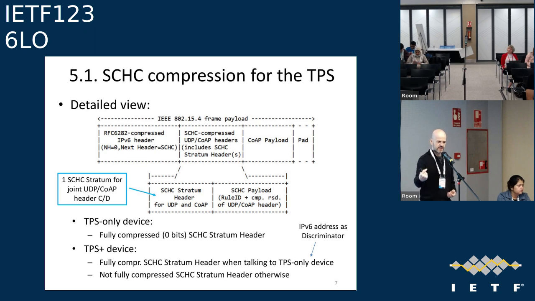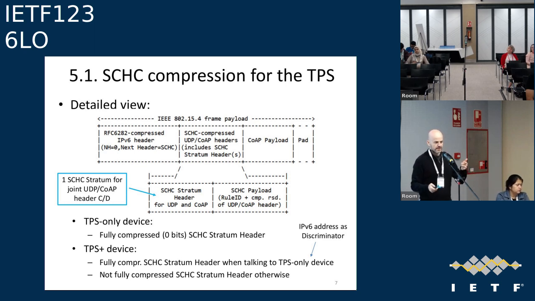And when the TPS only device transmits something to a TPS plus device, the latter also needs to assume that the SHIC stratum header has been fully compressed down to 0 bits. The question is, how is that possible? How can the receiver tell that the SHIC stratum header has been fully compressed down to 0 bits? Okay, in this case, we can use the source IPv6 address of that packet as discriminator. And this also implies that this more powerful TPS plus device needs to know in advance which other devices and their corresponding IPv6 addresses are TPS only.